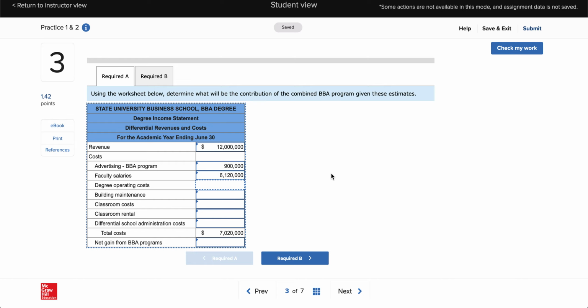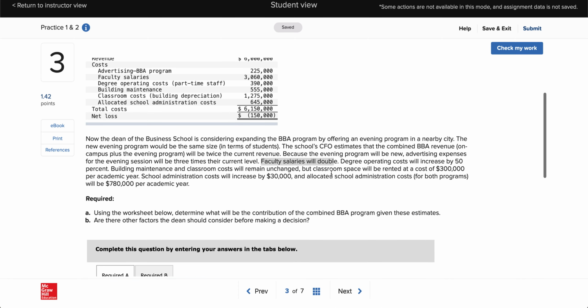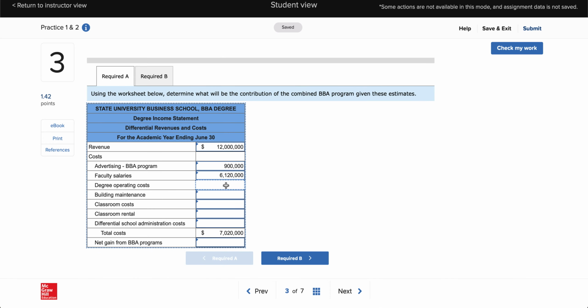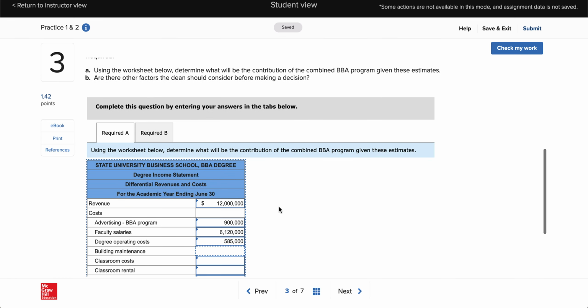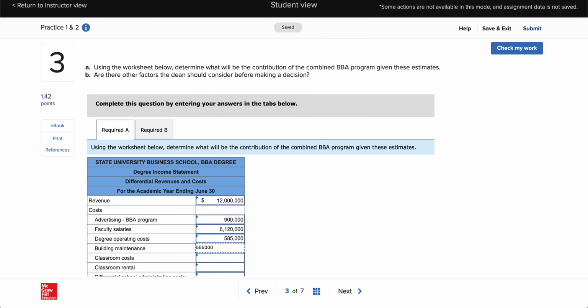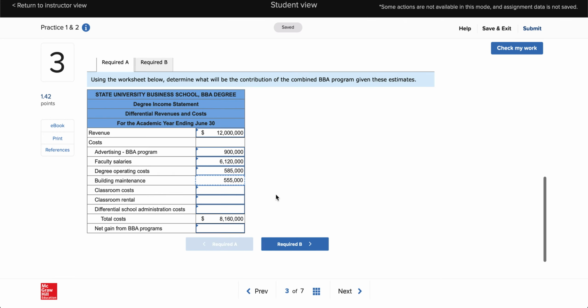So when we look at that information, degree operating cost right now is at $390,000. So we want to multiply that times 1.5. That gives us a 50% increase, and that gives us $585,000. The building maintenance. They tell us that that won't change, so we're going to drop in that number. Remember that this is not a differential. We actually want to know what the net gain from the BBA programs would be. This is not the differential piece.